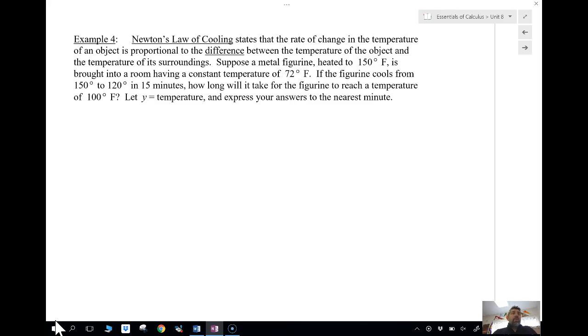I'm going to zoom into my other work here. Okay, so Newton's law of cooling states the rate of change in the temperature of an object is proportional to the difference between the temperature of the object and the temperature of its surroundings.